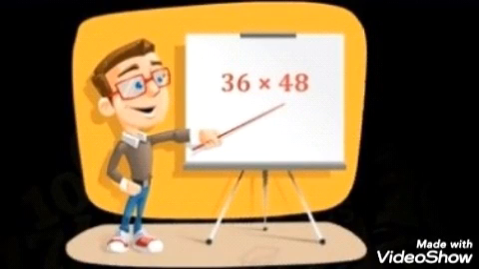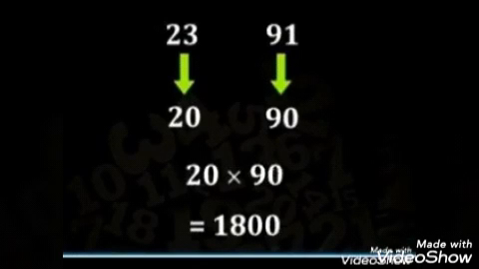Next, we move to estimate the products. In order to estimate products, the required values should be rounded off. For example, to find the estimate product of 23 and 91. 23 nearest to 10 is 20. 91 nearest to 10 is 90. Next, we multiply 20 into 90. We get the answer 1800.